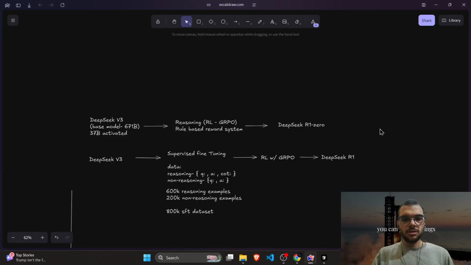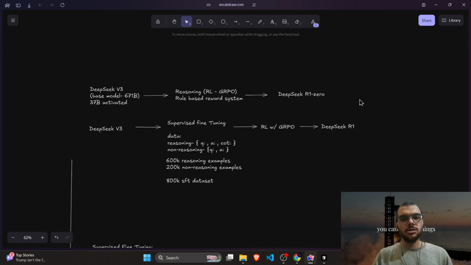Hi everyone. So in this video, we'll be talking about DeepSeek a little more. Basically, we'll be talking about reasoning models and how the GRPO algorithm, the group relative policy optimization algorithm, has been used for building reasoning models, and how you can actually build your own reasoning model for your own custom application.